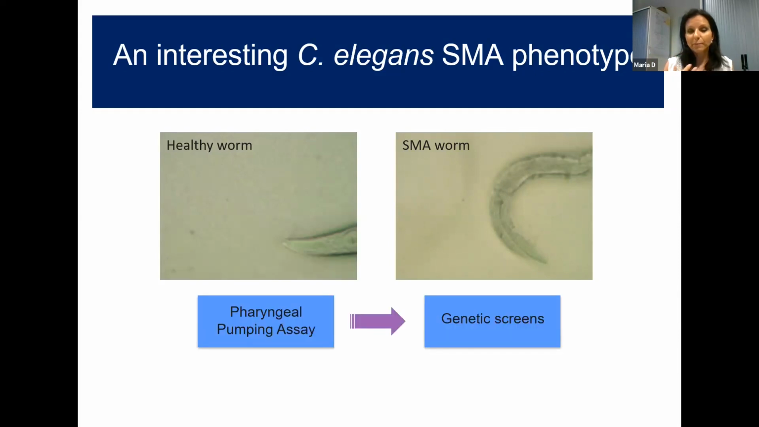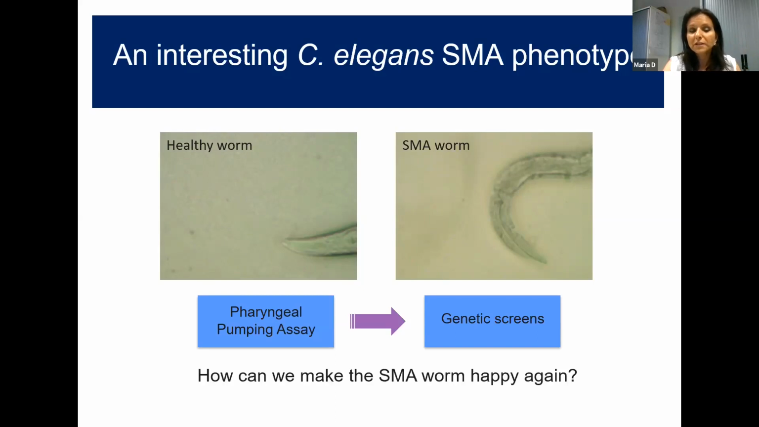So this is just an example of how C. elegans scientists try to take advantage of a phenotype that's been caused by a specific mutation. Here, specifically, we're talking about the SMN mutation, and how we can use this phenotype to identify cellular and molecular pathways that are important for this disorder. We've used in the past, for example, the pharyngeal pumping assay and lots of other assays, which I'm not going to have the time to discuss thoroughly today, but I'm just going to tell you a story. And we initiated genetic screens.